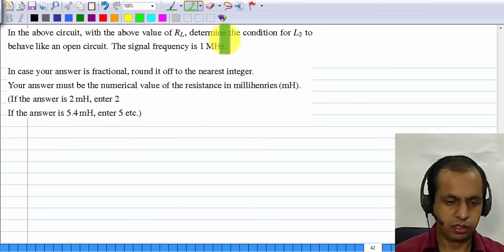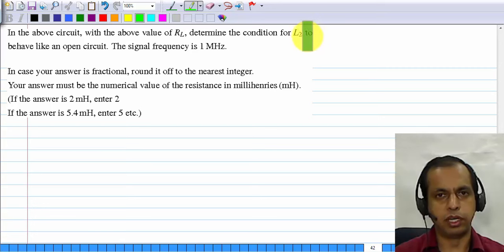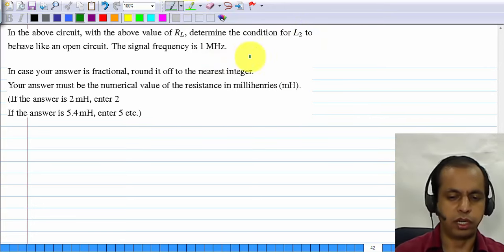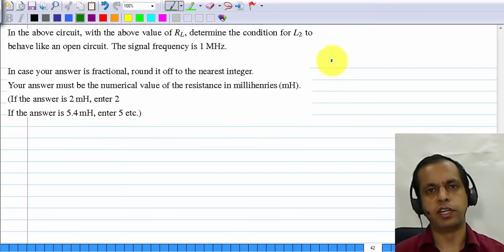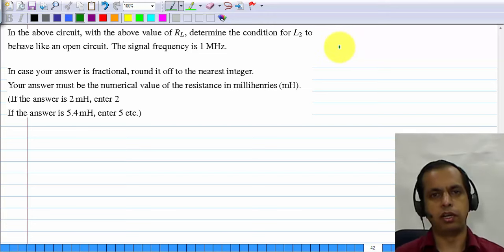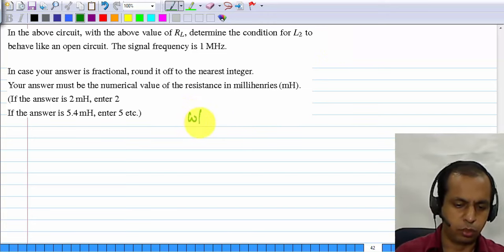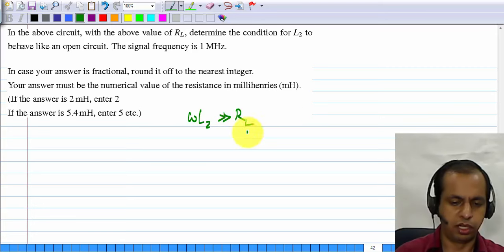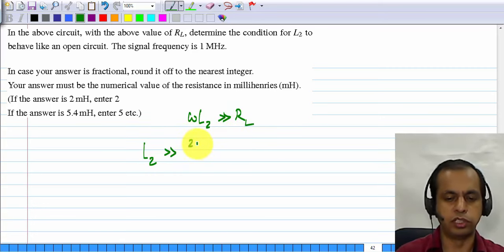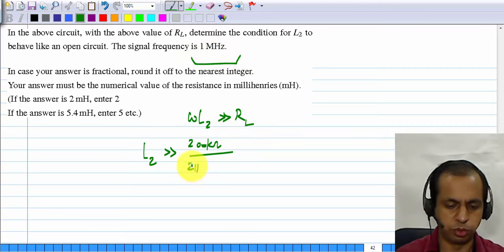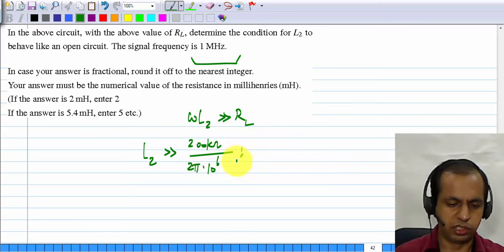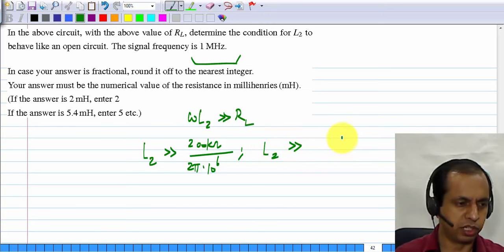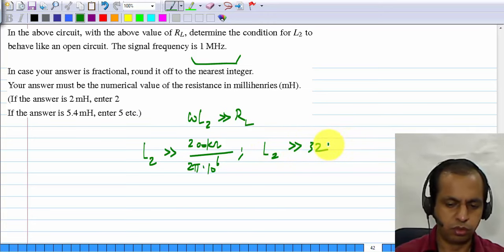And finally, you want to determine the condition on L2 so that it's an open circuit. We know that L2 has to be such that its reactance is much more than RL. So the idea is that all of the drain current, the incremental drain current, goes into RL and not L2. So omega times L2 has to be much greater than RL, or L2 has to be much greater than RL, which is 200 kilo ohms, divided by omega, and omega corresponds to 1 megahertz, which is 2 pi times 10 to the 6 radians per second. So if you evaluate, you will find that L2 has to be much greater than 32 millihenries.